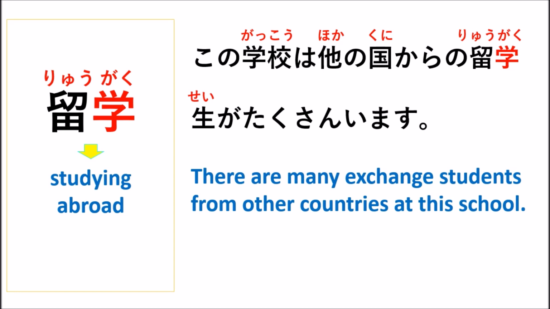In this sample, you can create a sentence like 日本に留学したいです。私は日本に留学したいです。Which means I want to study in Japan. 日本に留学したい人がいますか？Which means, is there anyone who wants to study in Japan?